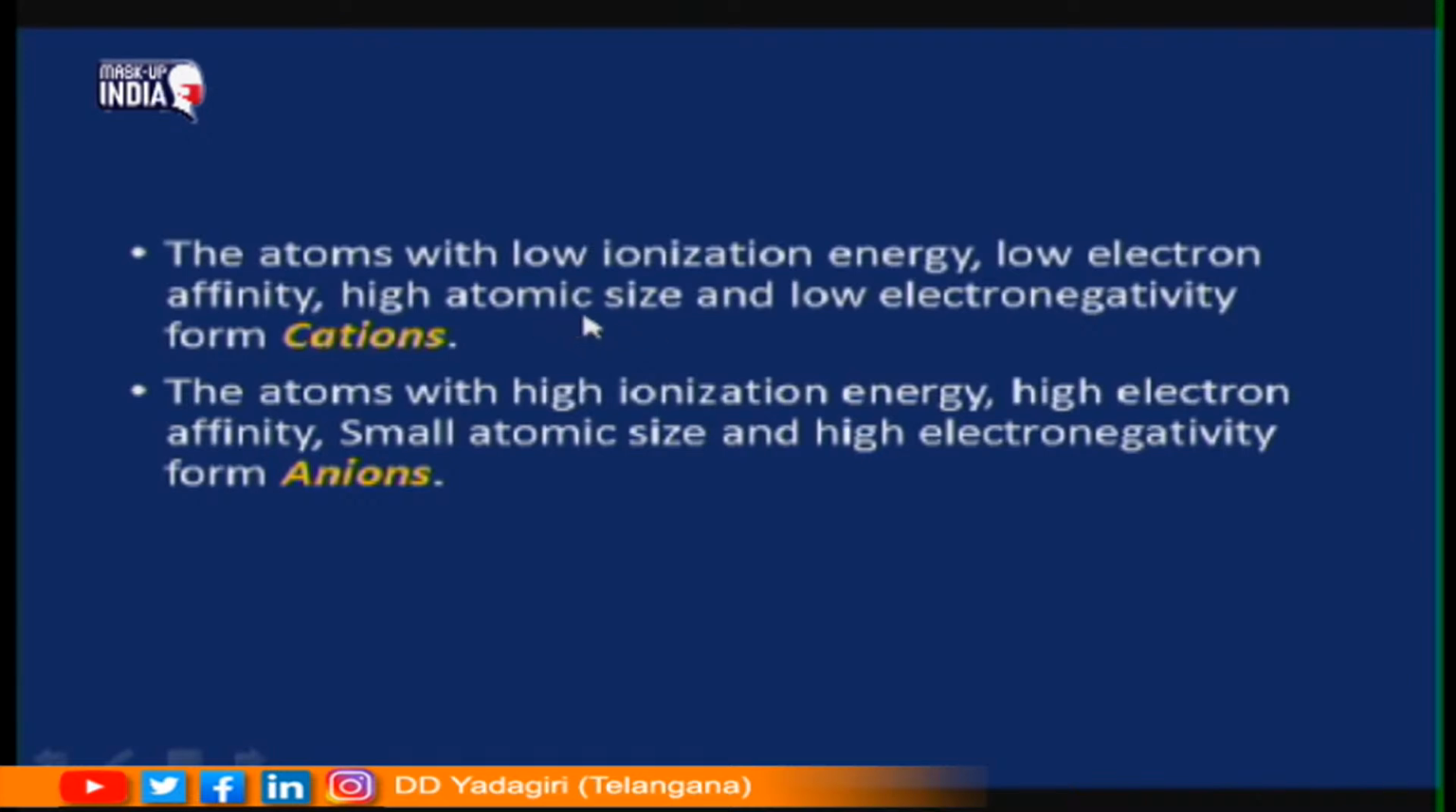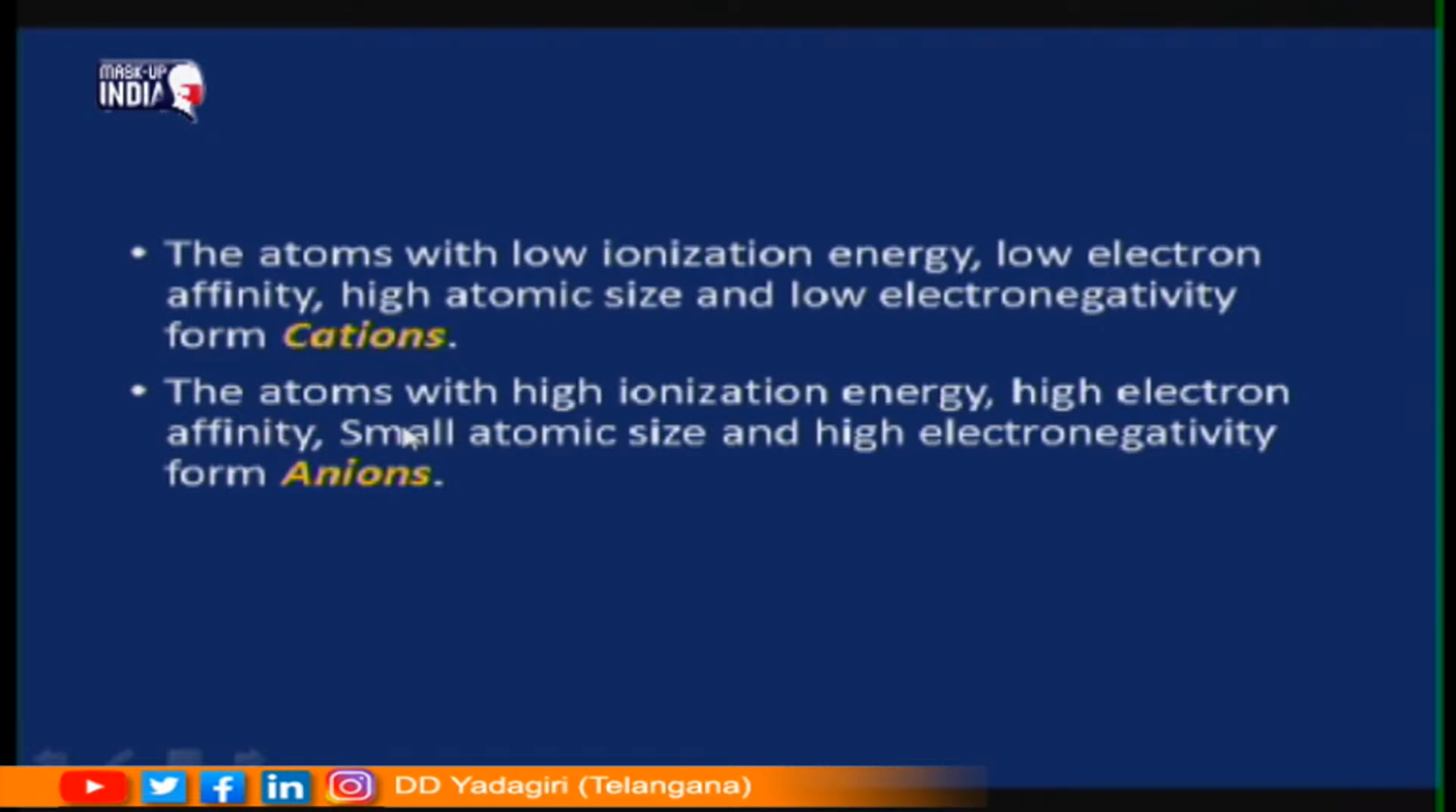So, the attraction between the nucleus and the last electron decreases. Low electronegativity means it has very little tendency to attract other electrons, and that means they can easily lose electrons. So, they form cations.